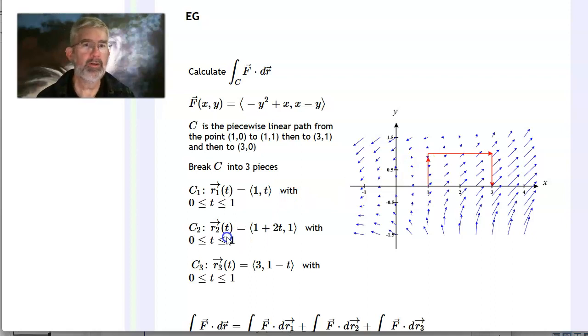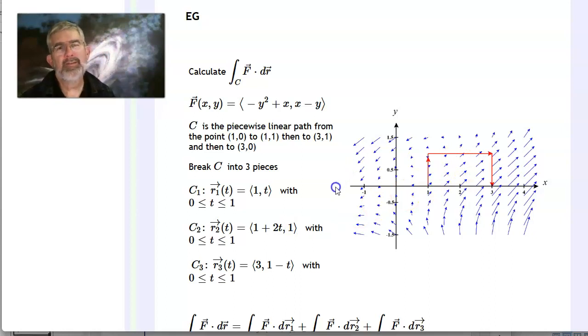C2, here's one where there are several reasonable choices. I'm choosing to do it along the top edge. The y-coordinate is always 1, so that's easy enough. The x-coordinate I'm going to say is 1 plus 2t, where t is between 0 and 1. So when t is 0, you get a 1 out of that, and when t is 1, you get a 3. So the x-coordinate goes from 1 to 3.